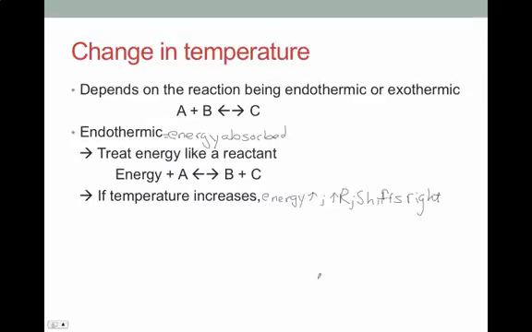Now, if the temperature decreases for an endothermic reaction, it means energy decreases. That means we've decreased a reactant. And just like before when we were adding and subtracting substances, if we decrease something, it shifts to that same side. So that means it's going to shift left.